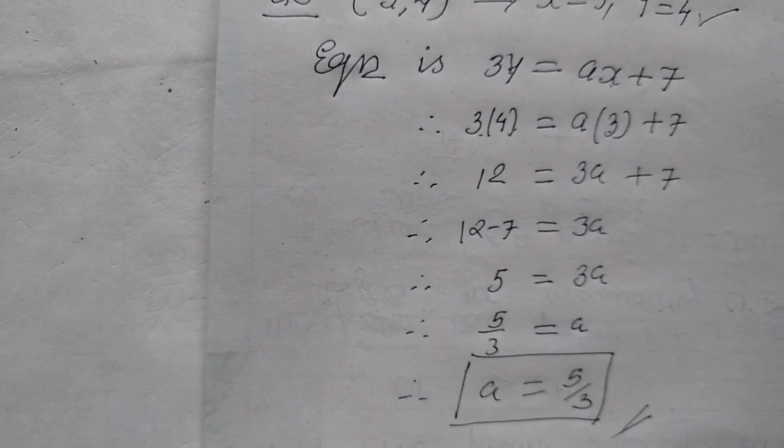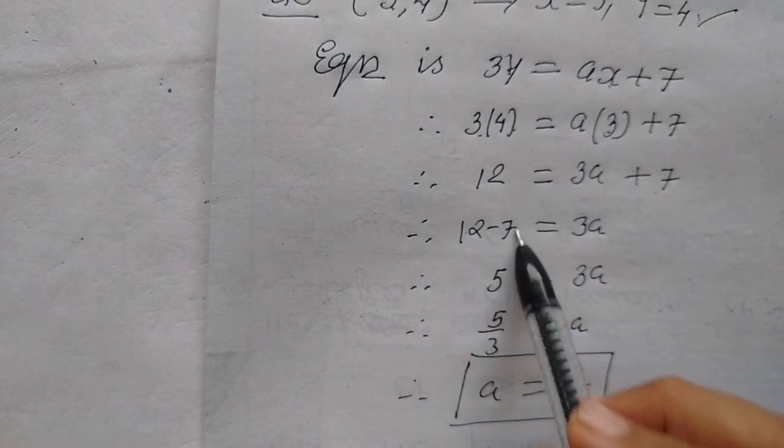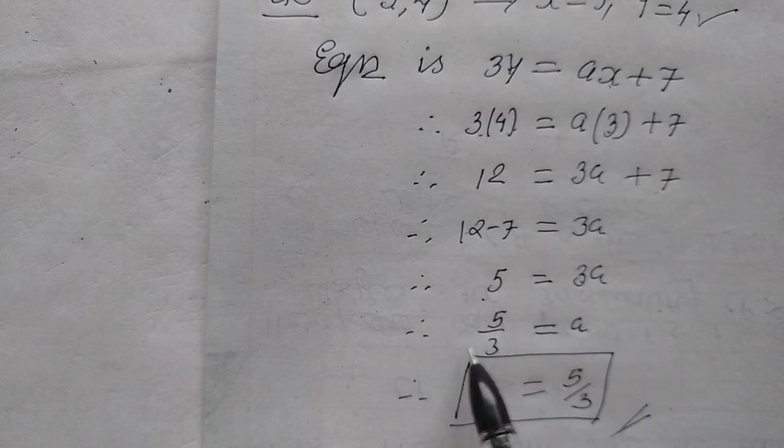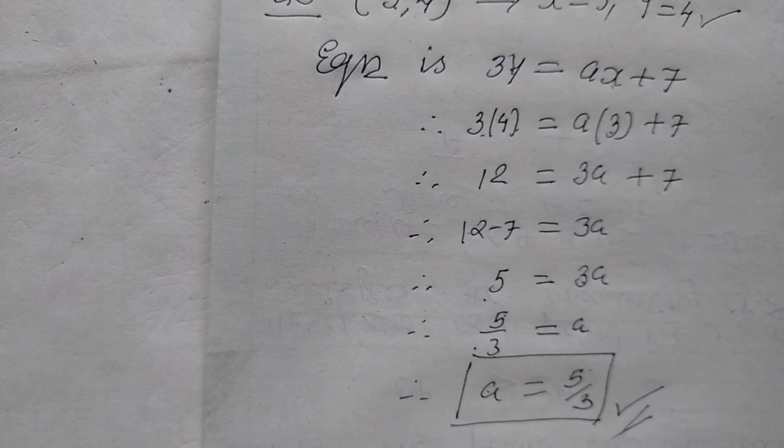Understood? Very easy. From here only you have to learn. Bring 7 this side: 12 minus 7, 5. Bring this 3 to the denominator, so 5 by 3. So a equal to 5 by 3 children. This is the answer. Let us proceed. Next sum, question number 4.